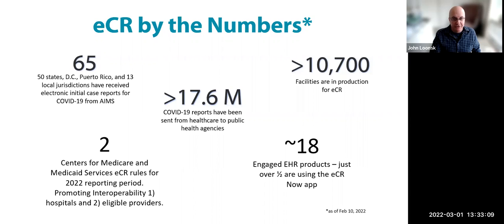We didn't want this to be voluntary. We wanted it to be like the state laws, that they had to do electronic case reporting. About 5 months ago, CMS put out 2 rules, one for all hospitals in the Promoting Interoperability Program, the other for all eligible providers in the Promoting Interoperability Program, that requires them to do electronic case reporting this year, 2022. So that explains this number, where we have a lot of EHRs that are now in the process of implementing, and a little over half of those are doing that using the app that I mentioned as well.